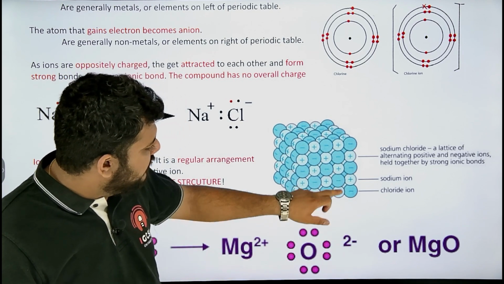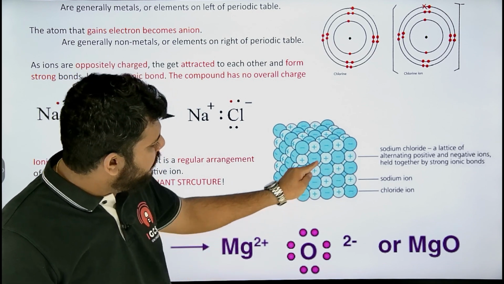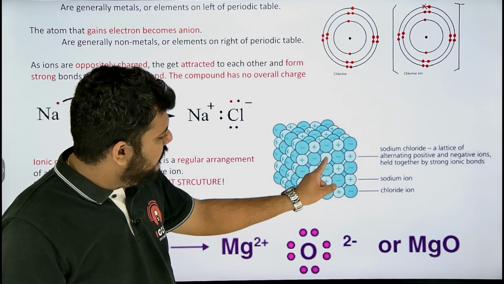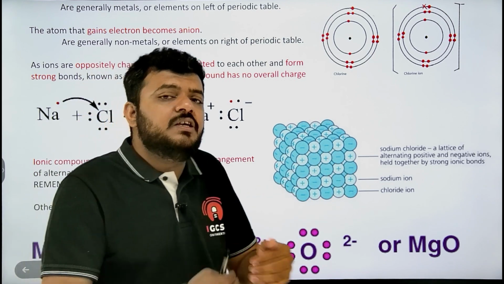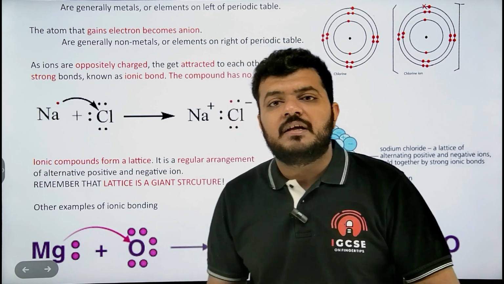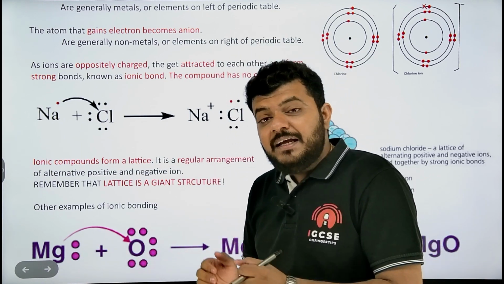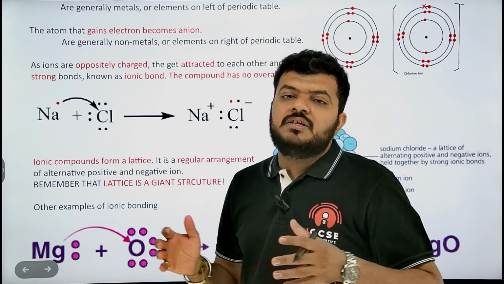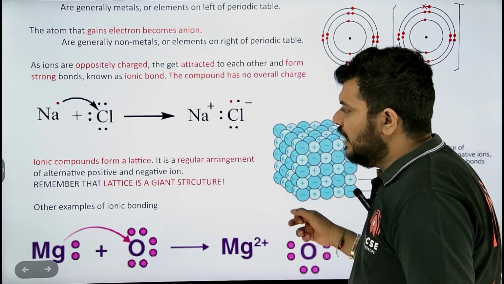Now if you look at, let's say, this negatively charged ion, it is surrounded by positively charged ions. Pick any positively charged ion, it is surrounded by negatively charged ions. This will keep on happening repeatedly, and therefore sodium chloride has a high melting and boiling point. All the ions are attracted to each other very strongly, right?